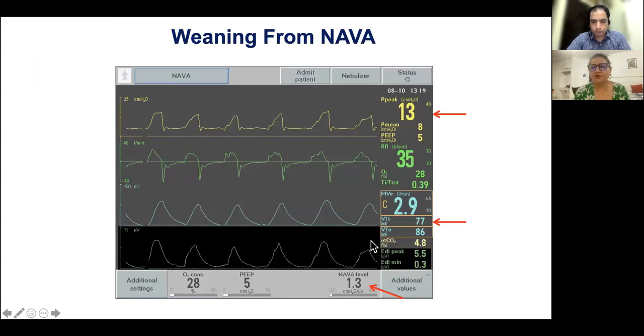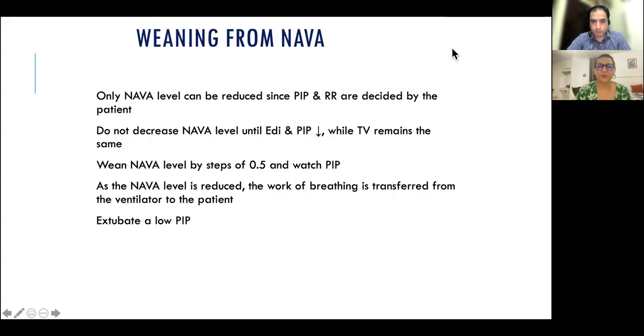So this is the time when you can start reducing your Nava. This is important: you have come down on your EDI and PIP, but your tidal volume is fine. That means this is a time when you can wean the Nava, in steps of 0.5, and keep a watch on what is happening to the PIP. As the Nava level is reduced, now the work of breathing, instead of the ventilator, the baby is the one who is going to do the work of breathing.